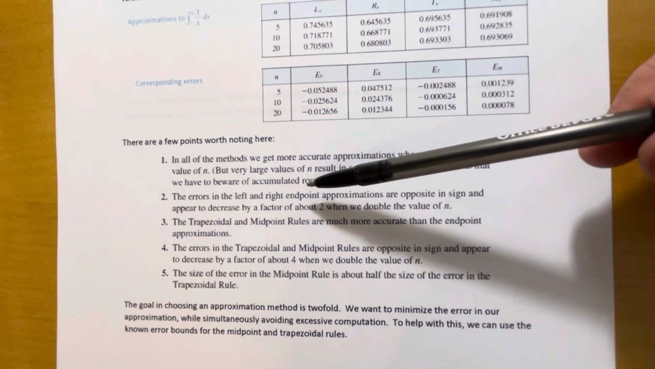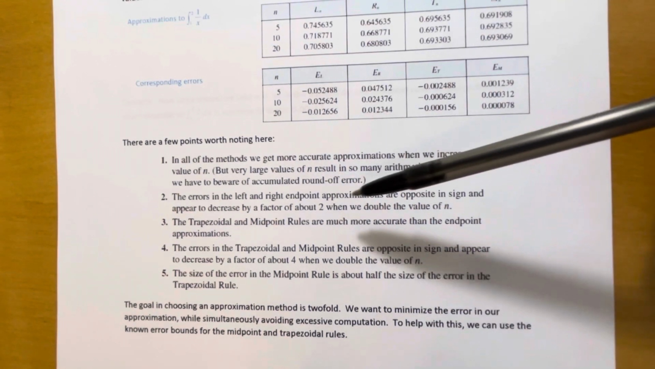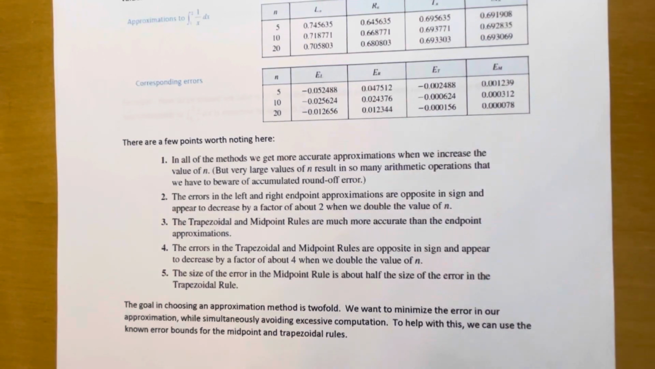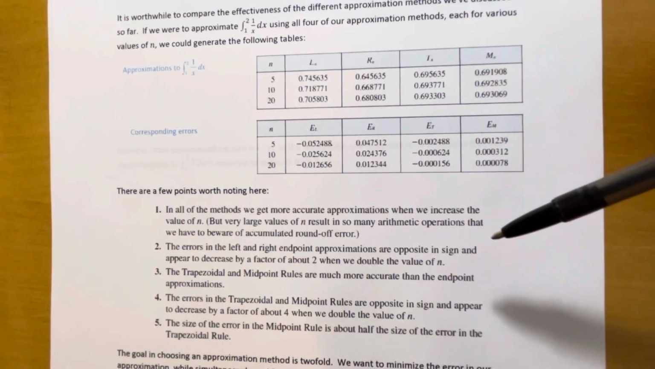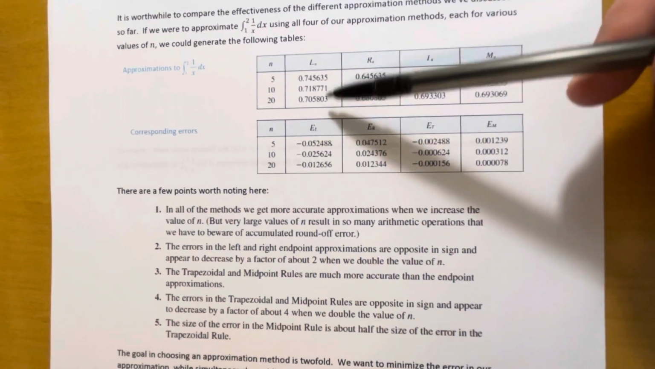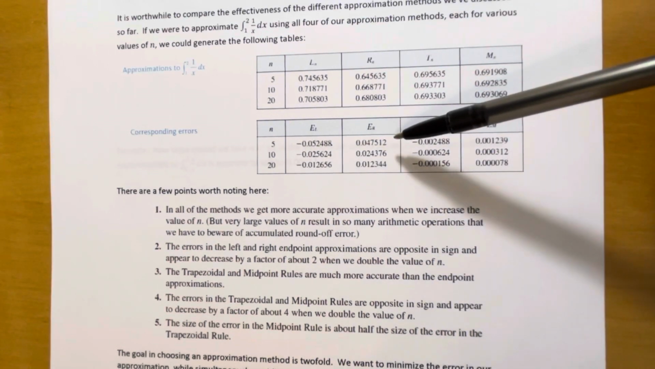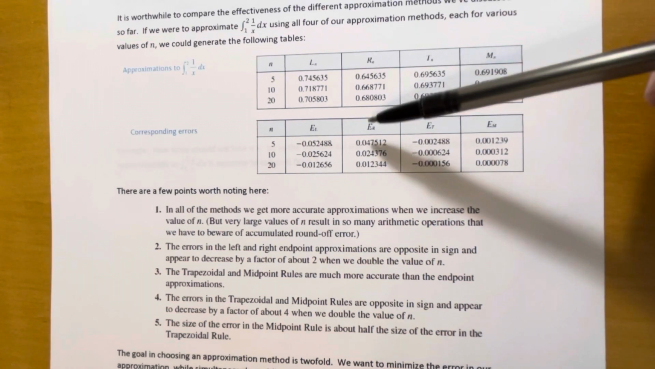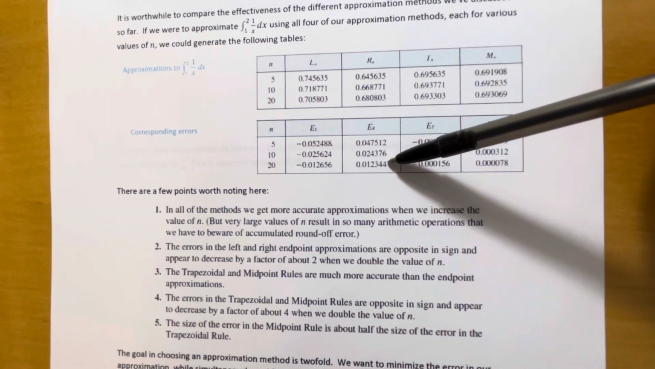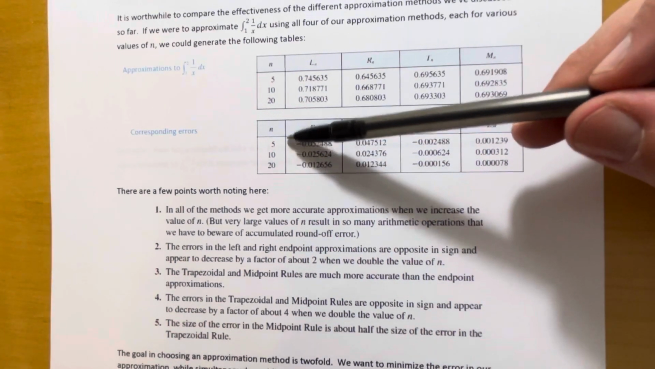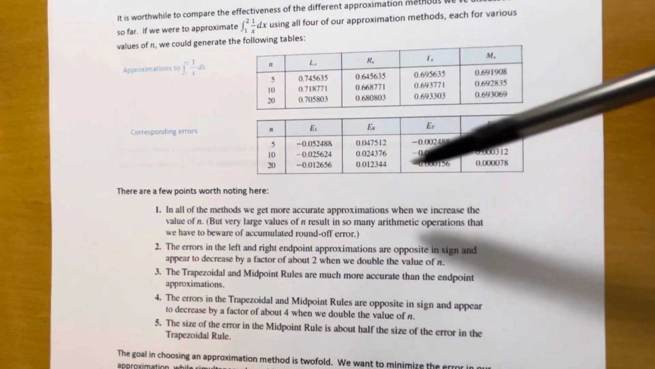Another thing worth noting is that the errors in the left and right endpoint approximations are opposite in sign and appear to decrease by a factor of about 2 when we double the value of n. That is referring to these error terms here. What that's telling us is that the left endpoint method for this particular function is underestimating the area, while the right endpoint is overestimating. Sorry, I'm saying that backwards. This one is overestimating the area, and this one is underestimating the area. It's overestimating because if the area is too big, we'd have to add a negative error term to get down to the actual area, and vice versa here.